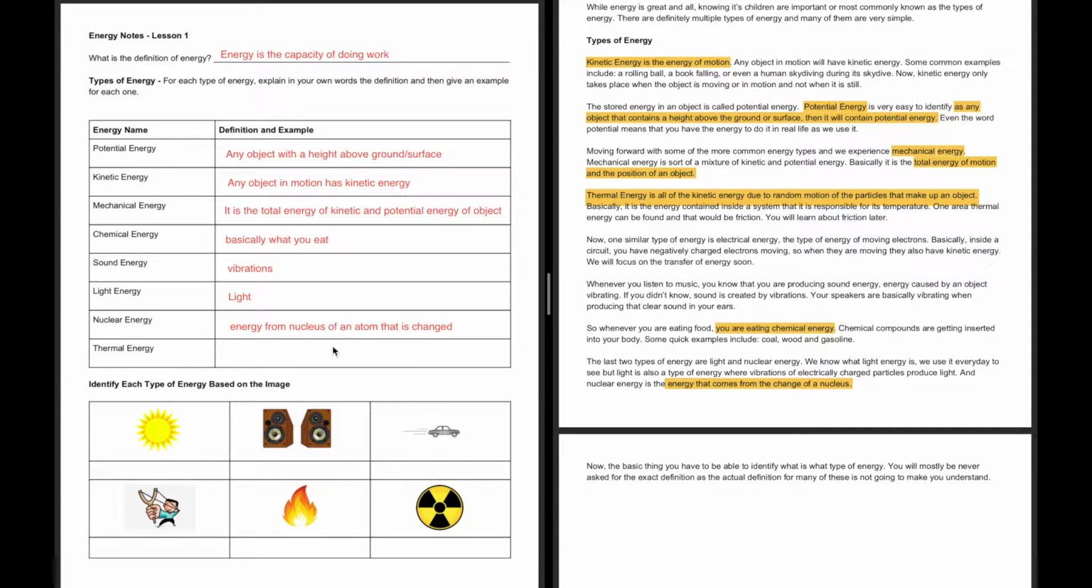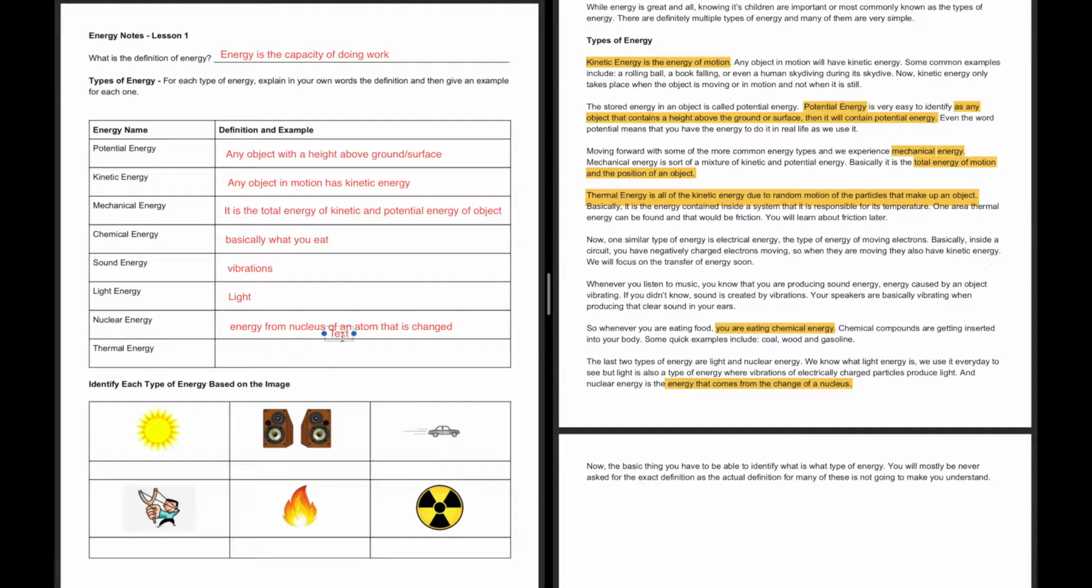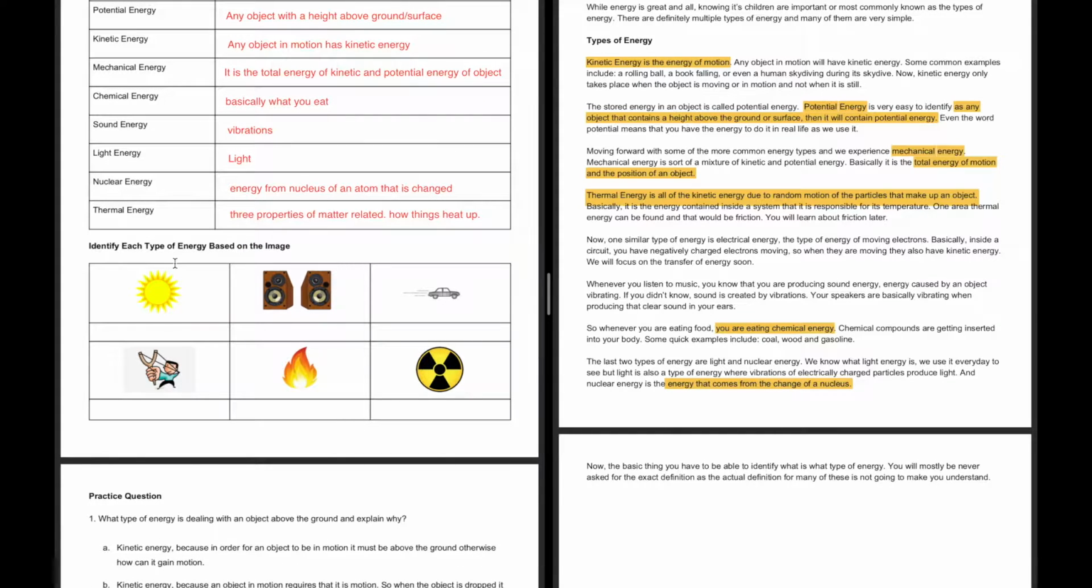For now, you can describe thermal energy as related to the three properties of matter, like how things heat up. It's related to that, but not fully. So let's identify the type of energy for each based on the image.